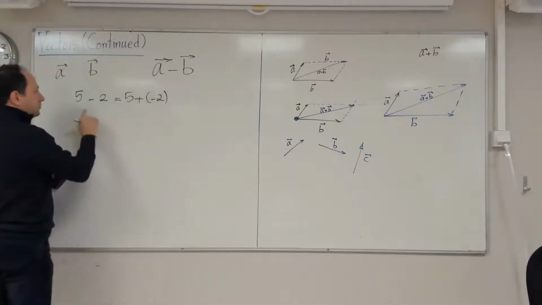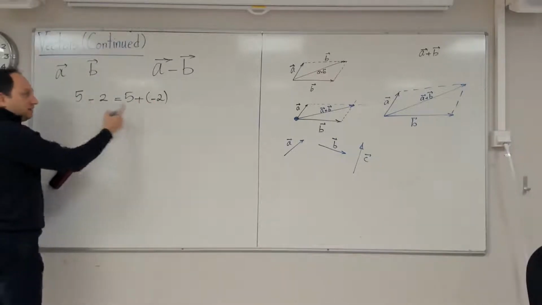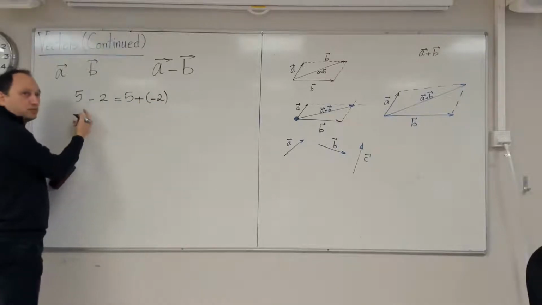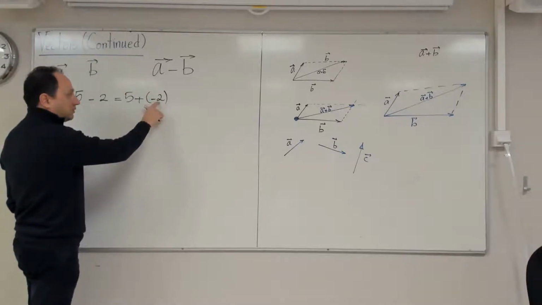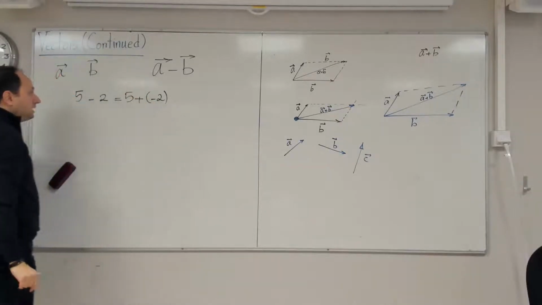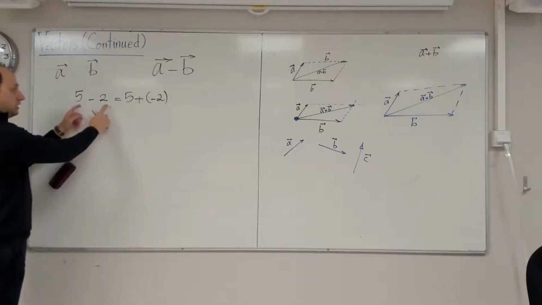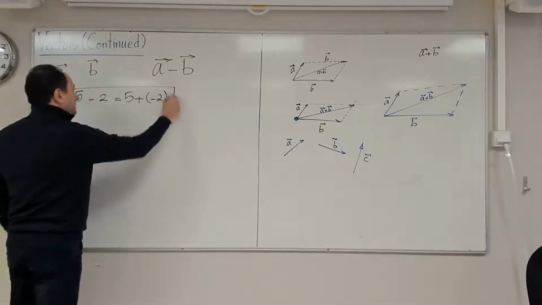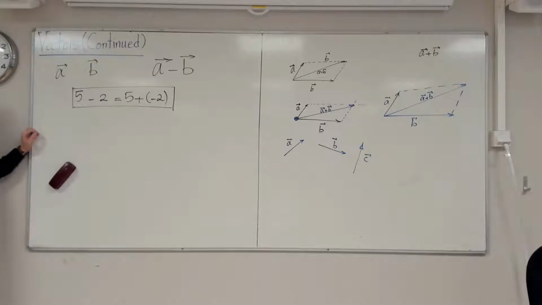So by the way, this negative sign is different from this negative sign. This negative sign is the negative of a number. This negative sign is an operation that I do with two numbers. This negative sign acts on one number. So this means that, first of all, everybody agrees that this is the same answer. This is 3, that's also 3. Okay? This is the idea of how to define the vector subtraction.